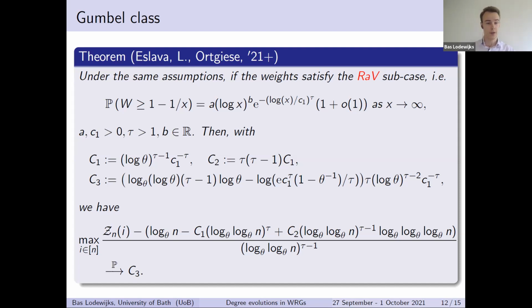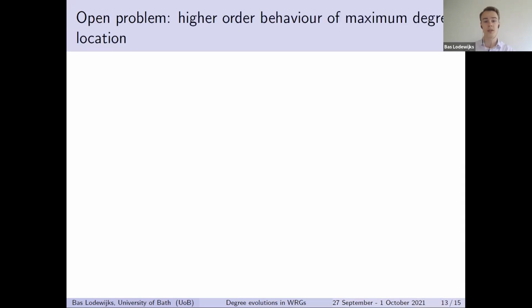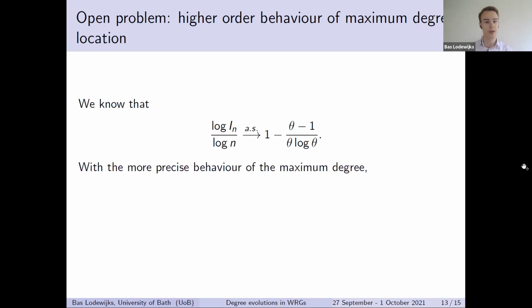And finally, there's an additional open problem, which is the higher order behavior of the maximum degree location. So as we saw before, we know that the location, when you apply the log and you divide by log n, converges almost surely to a particular constant. But now that we have more precise behavior of the maximum degree in these atom, Weibull, and Gumbel classes, can we say something about, say, the second order behavior of the location of the maximum degree? This is something I've not been able to solve yet, and if you have any ideas or are interested in knowing how this behaves, then make sure to let me know.